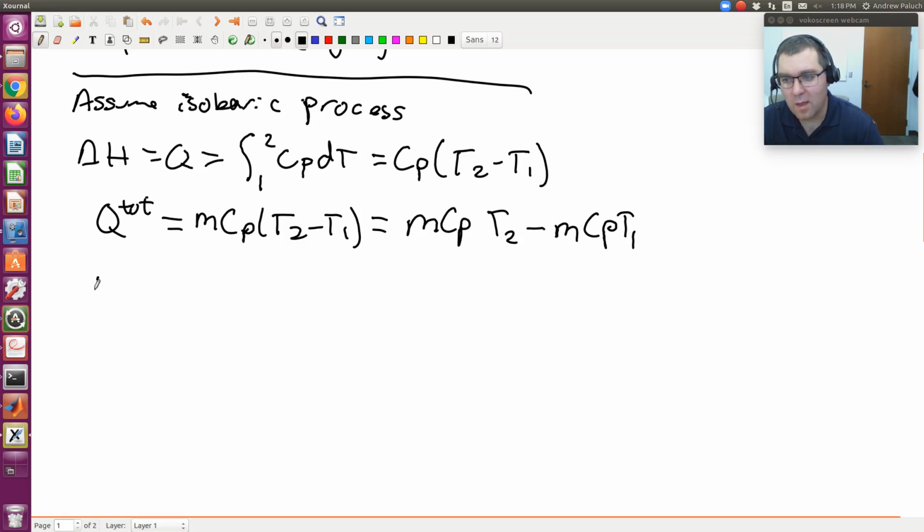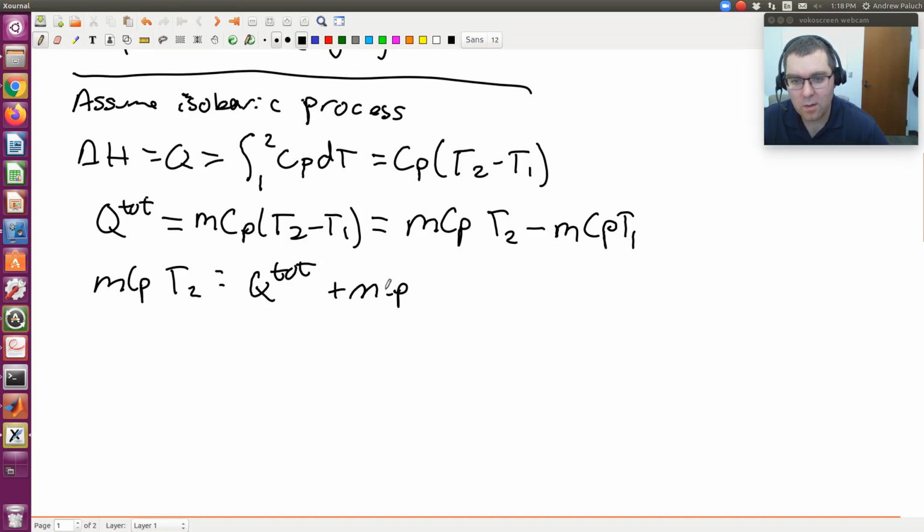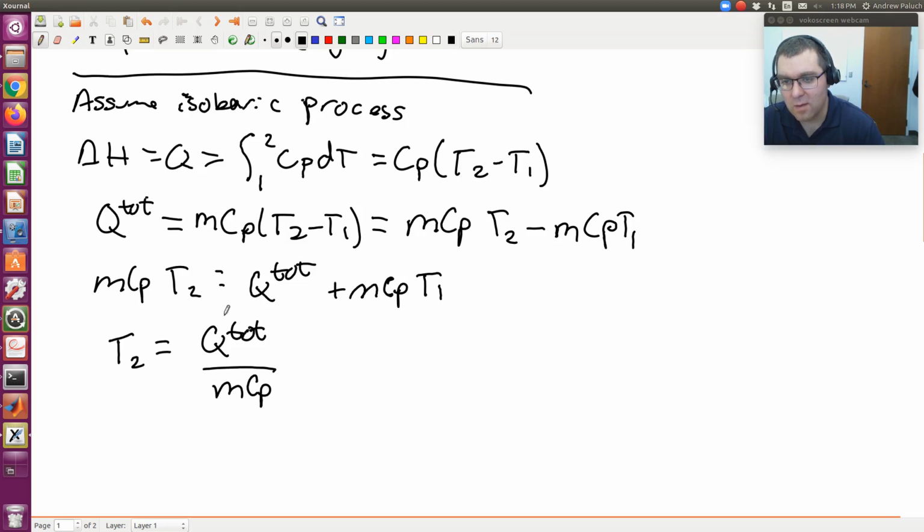So I'll get that MCP T2 is equal to Q total plus MCP T1. So let's bring this over to the left-hand side. So T2 then is equal to, I'm going to write it as Q total divided by MCP plus T1, since MCP T1 over MCP is just T1.